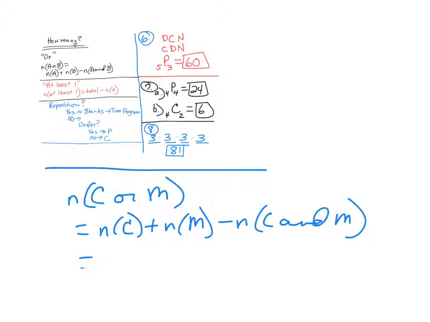And once you get it into that form, then it's just a matter of filling in the blanks, right? Okay, so the number that liked Chinese, the problem told us was 6. The number that liked Mexican, the problem told us is 8. Minus the number that liked both is 3. And so there are 11 in this scenario that would like Chinese or Mexican.